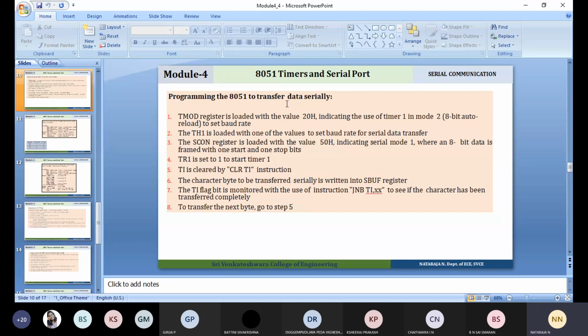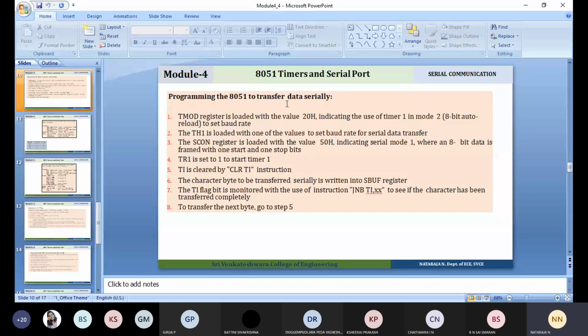First, the TMOD register is loaded with the value 20H. It is not mandatory to load 20H; whichever value you want you can load, but we use a frequent number, as in the timers, and in the serial mode also we use this number. That is why we load it with 20H, indicating that it uses timer 1 in mode 2, the 8-bit auto-reload option. It will be set for the baud rate.